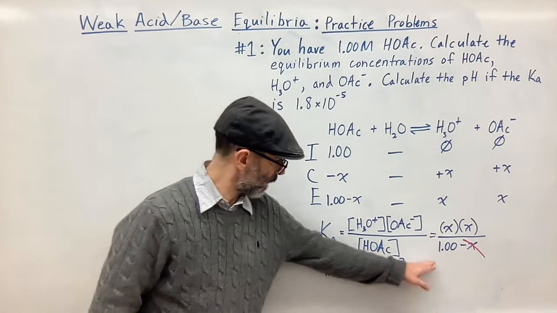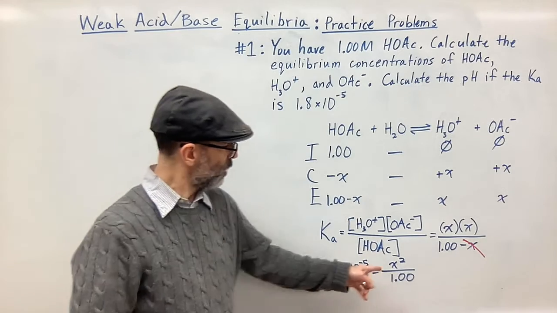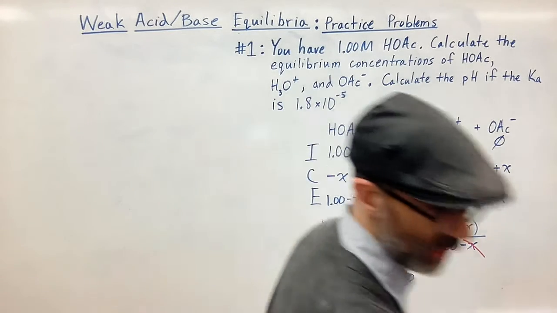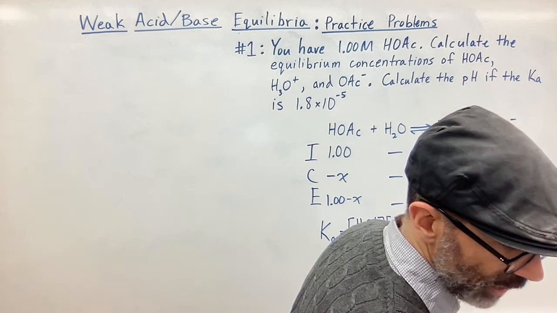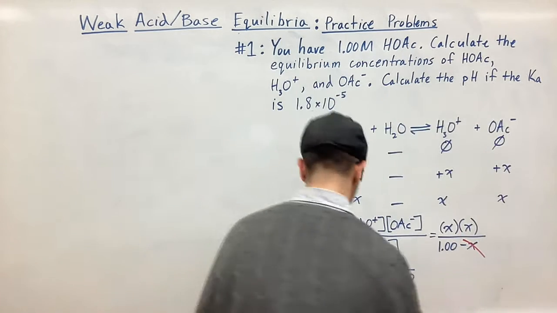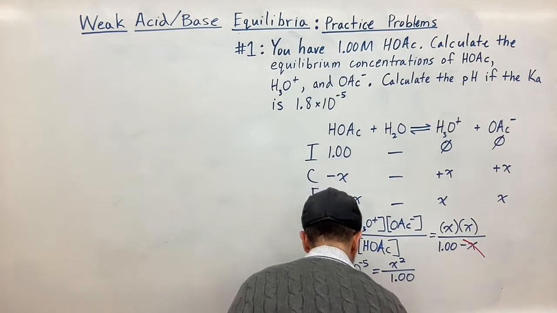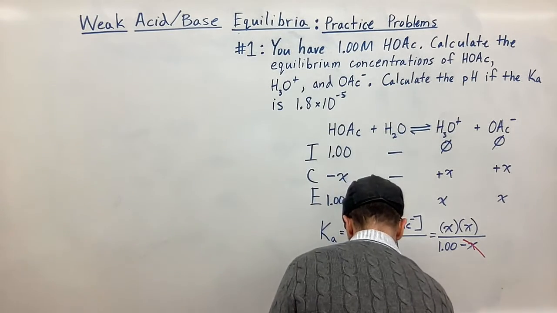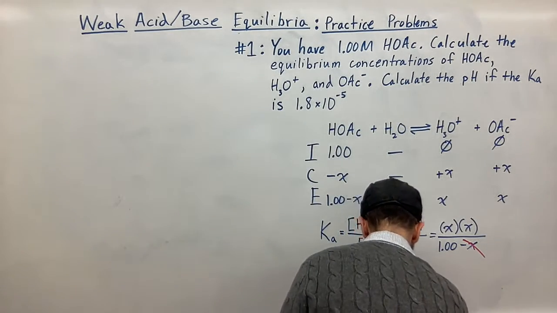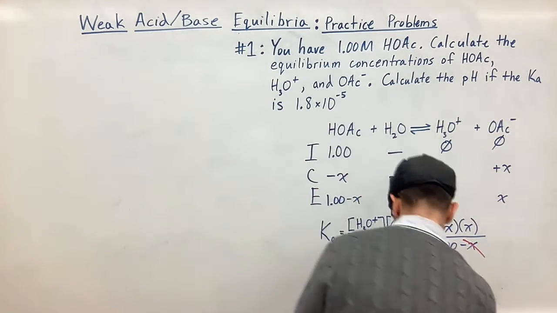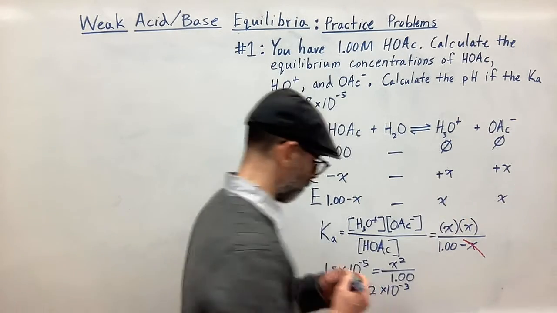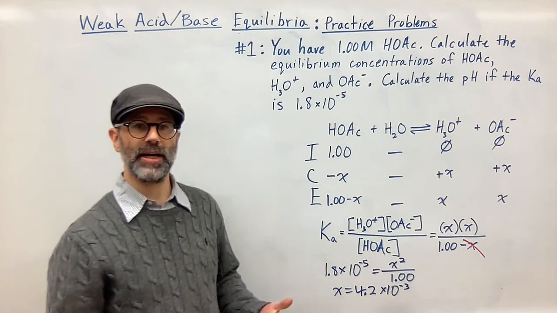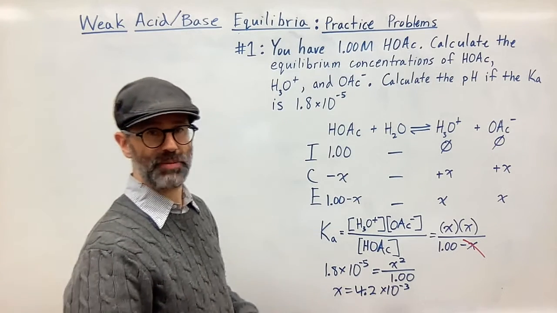So if we multiply both sides by 1, that doesn't do anything. So if we square root both sides, we get x. And in this case, x is equal to 4.2 times 10 to the negative 3. So there's our x. Now we have to use that to do our check, our 5% rule.